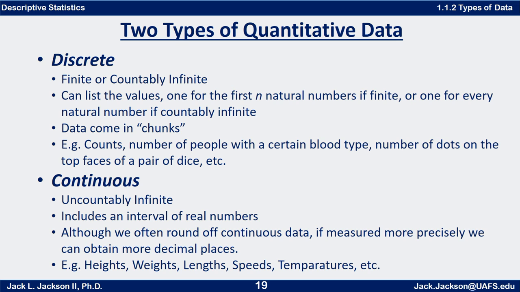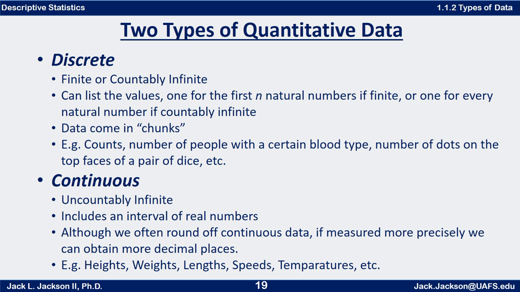Okay? Examples of that would be counts: the number of people with a certain blood type, the number of dots on the top faces of a pair of dice. A lot of things that are counting things are discrete. So lots of times we're dealing with discrete data. But sometimes we're also dealing with continuous data. Continuous data is uncountably infinite.